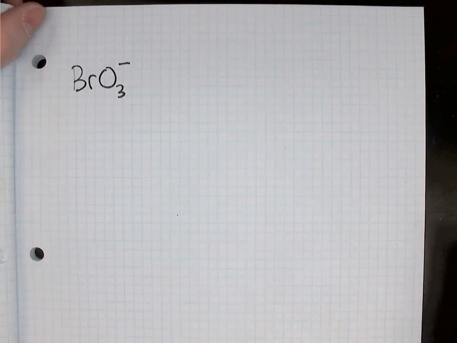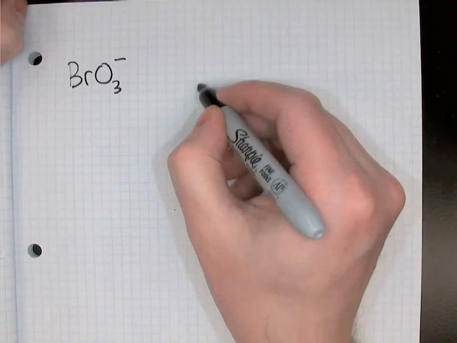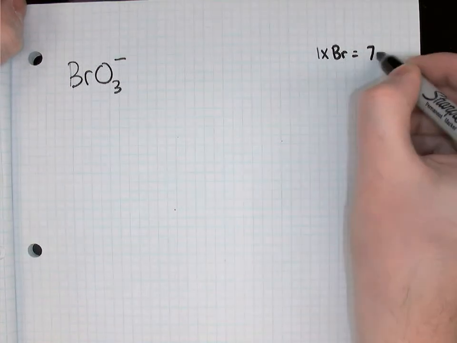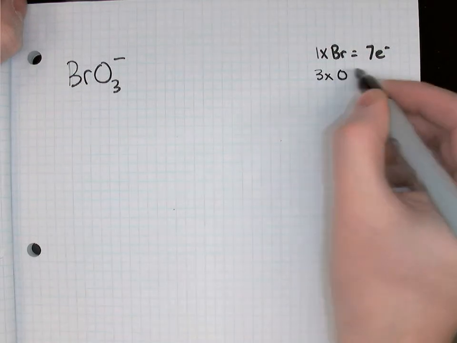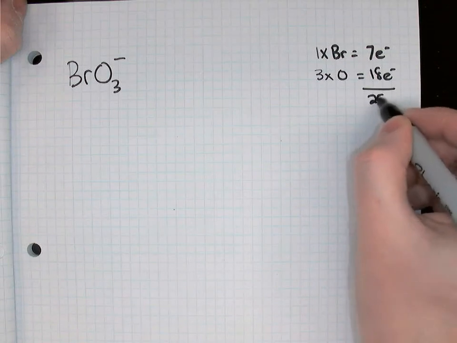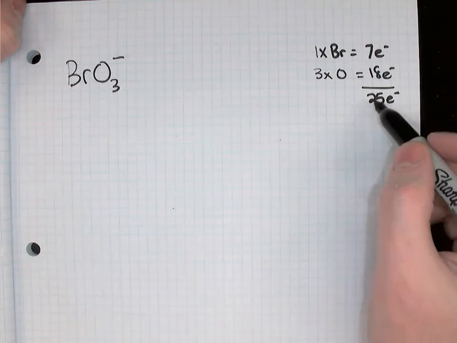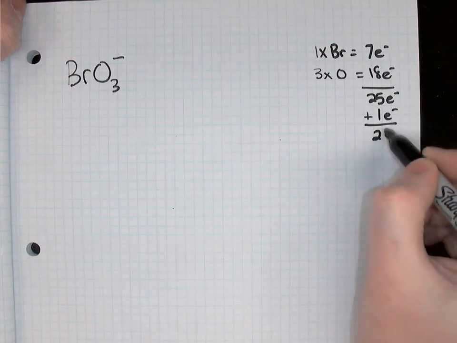If we do some electron counting, there's one bromine atom, so that's going to be 7 electrons brought to the molecule. 3 oxygen atoms is going to be 18 electrons total, so that's 25 electrons. But the charge is -1, so we're going to add one more electron. We have a total of 26 valence electrons then to play with.